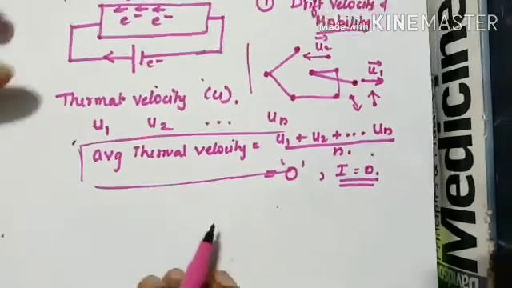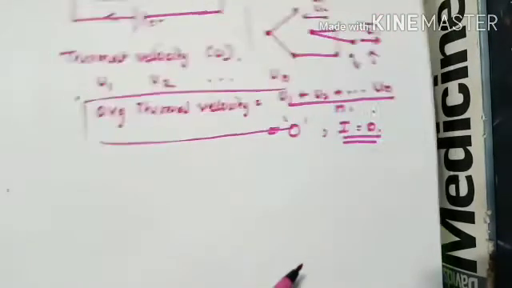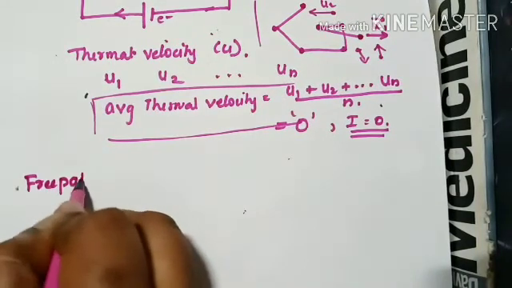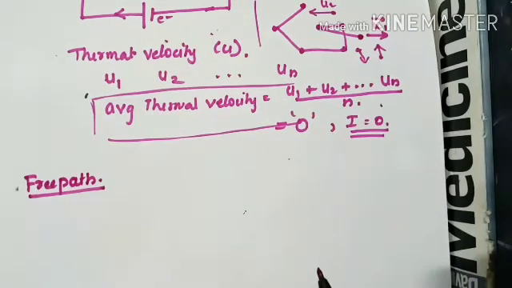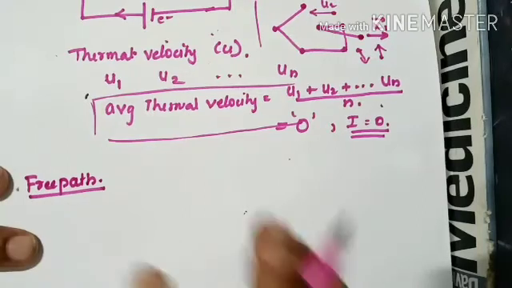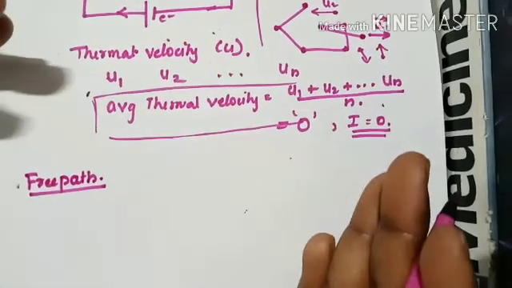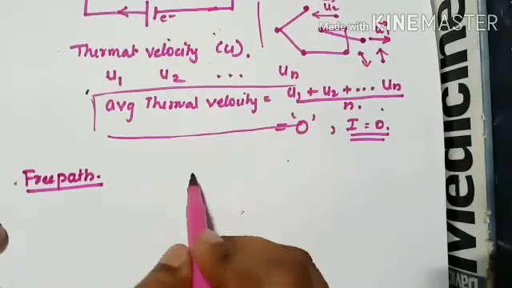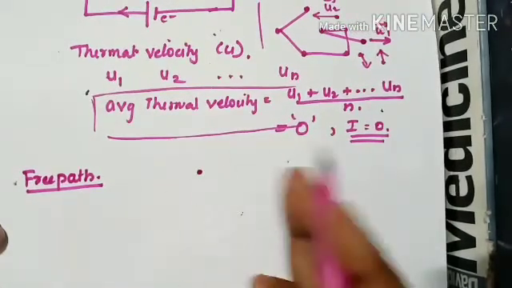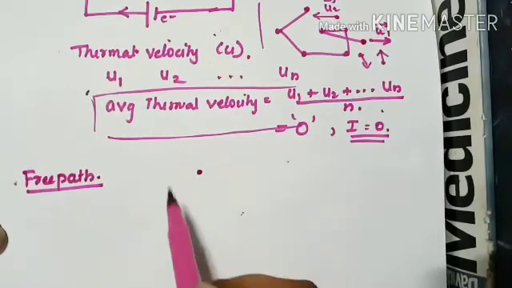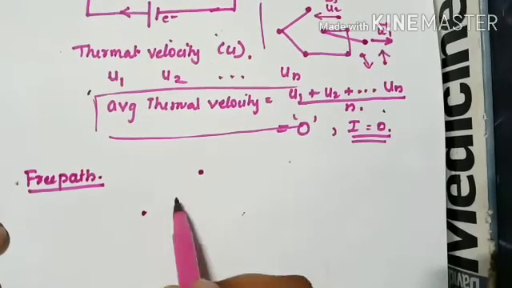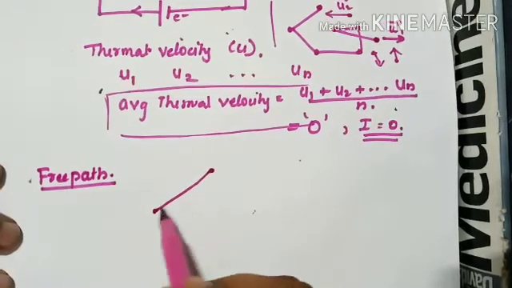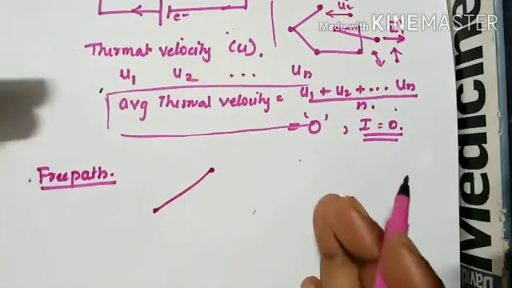Now we'll start with the continuation of the same topic, which is free path, a term which is very important for the derivation of drift velocity. Free means you can move in any way. So free path means suppose the electron has undergone a collision at this point, and it is going to undergo the second collision at this point. So between this distance, it is actually free, right?